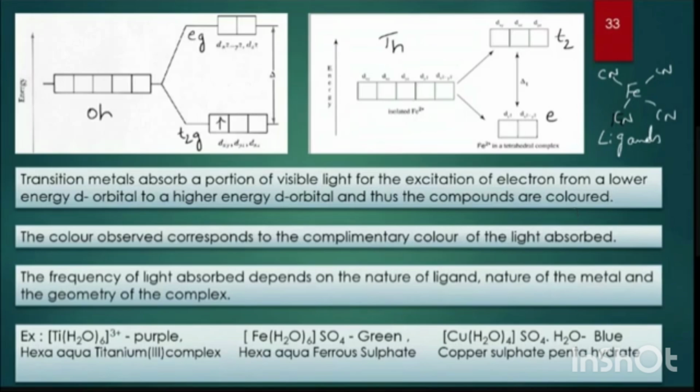Here I have mentioned some examples of compounds formed in the form of complexes having different colors. Hexaaquatitanium(III) complex has a purple color. Hexaaqua ferrous sulfate has a green color, and copper sulfate pentahydrate is blue in color. All these are because of the presence of unpaired electrons which undergo d-d transition.